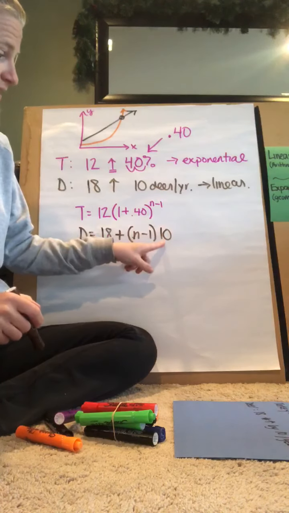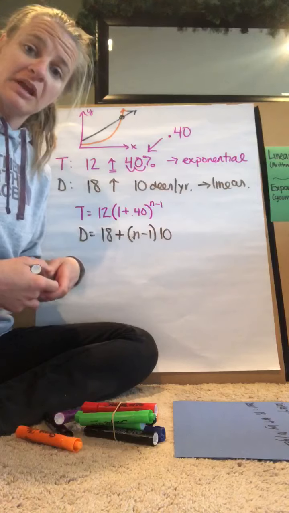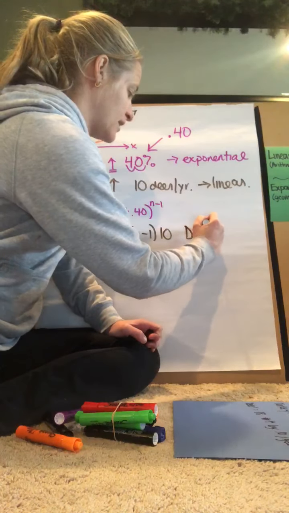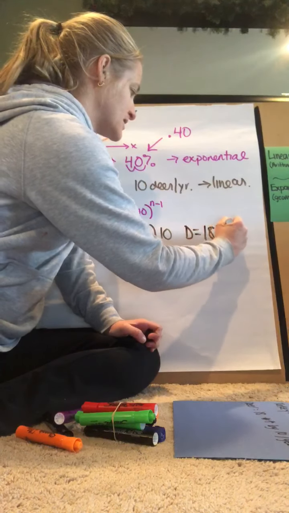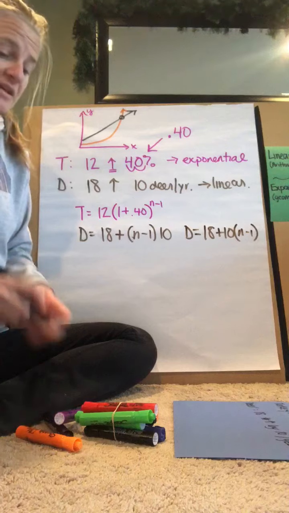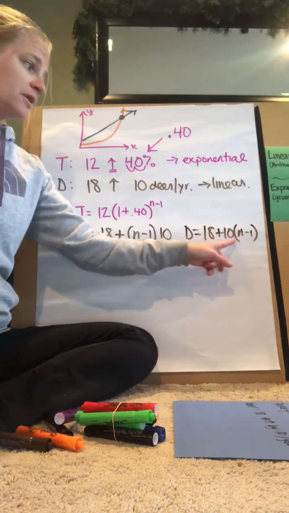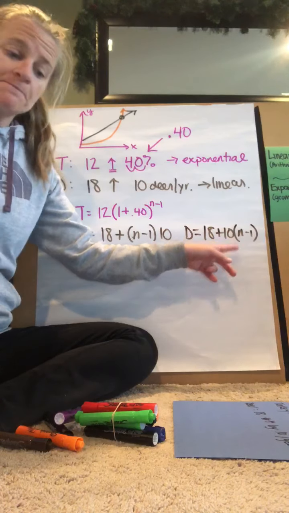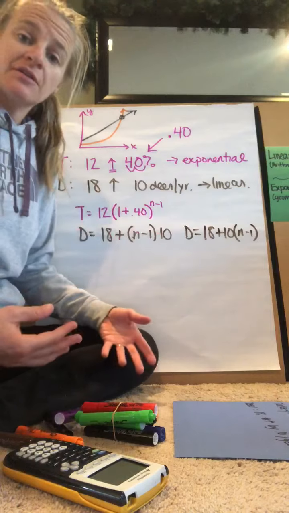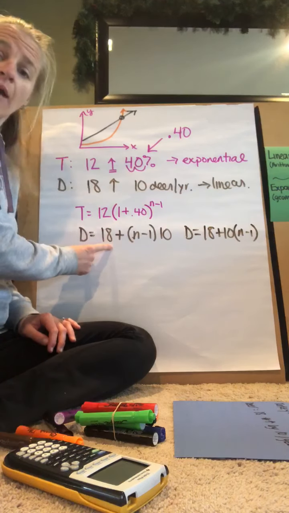Now, this is connected to our set of parentheses here, this n minus 1 quantity, through multiplication. You could also write it, and I actually prefer to write it, as 18 plus 10 times n minus 1. I prefer to do that because we are often familiar with seeing our distribution on the left-hand side of that parenthesis.